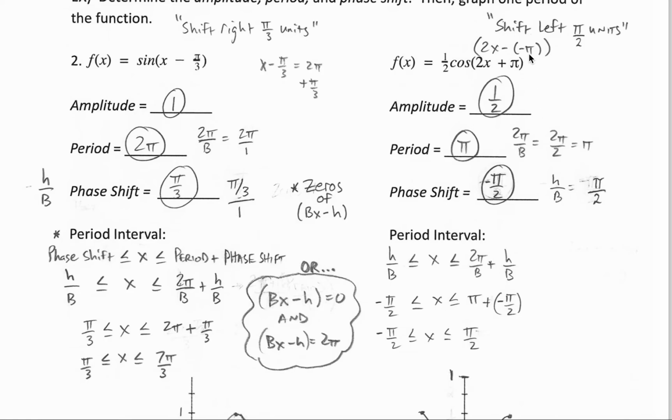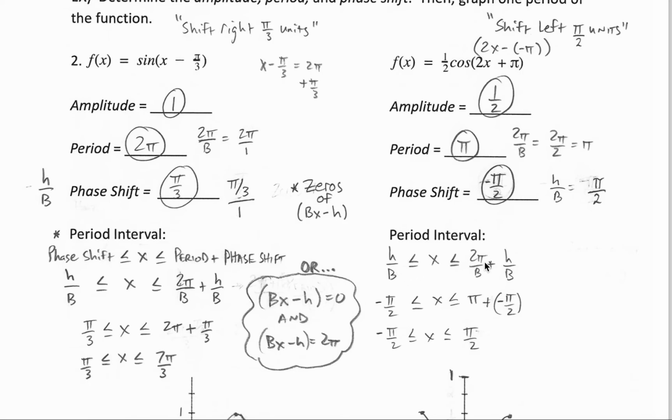If you like h over b, if you can keep straight whether your h is a positive or negative value, or whether you like to use that equation, that's up to you. Either way, our phase shift is -pi over 2. So that's going to be the left endpoint of our period interval.